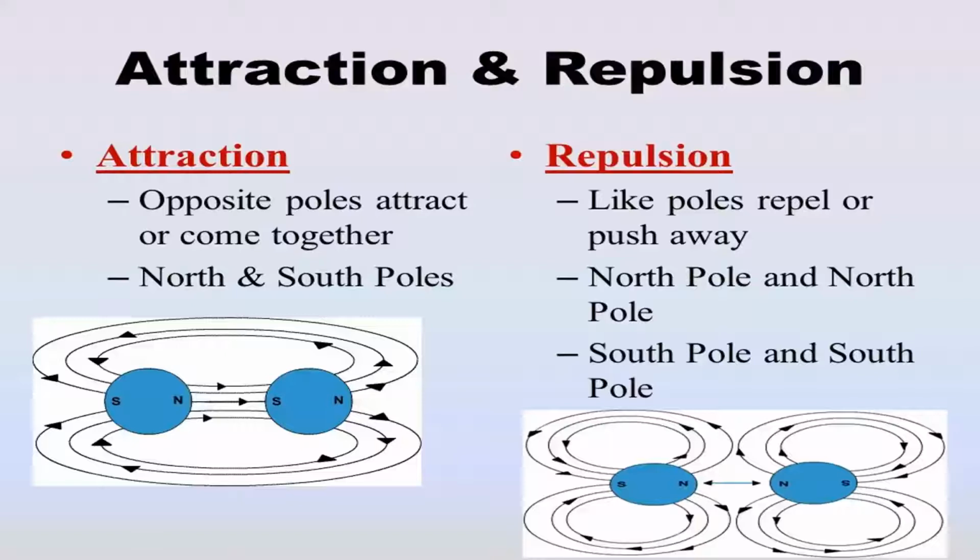Come towards attraction and repulsion. Attraction: opposite poles attract or come together, north and south pole. You can see here in this figure that north and south pole come close together and they are attracted. Repulsion: like poles repel or push away each other. North pole and north pole, or south pole and south pole, will repel each other.